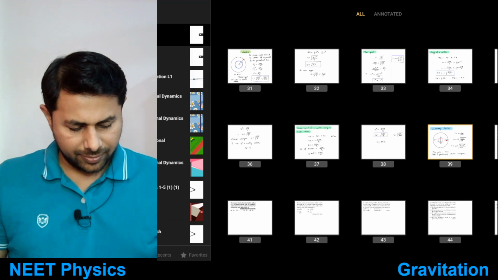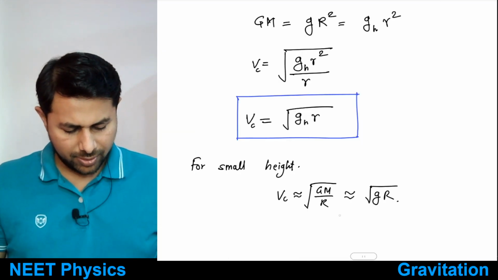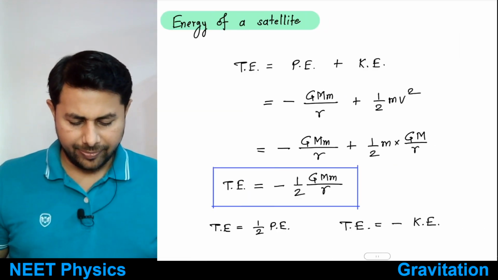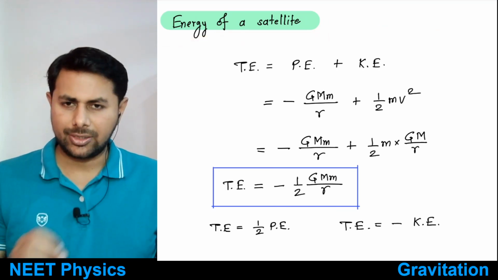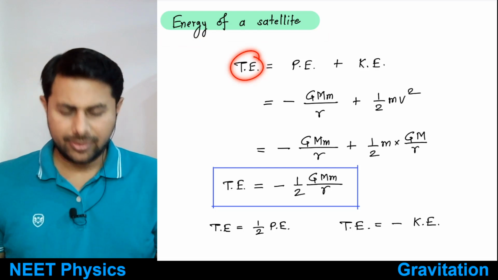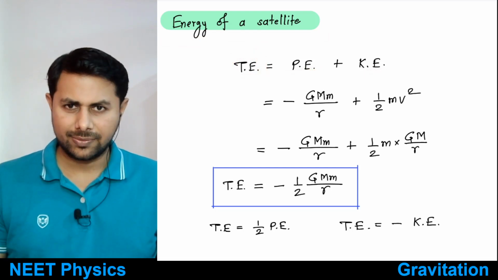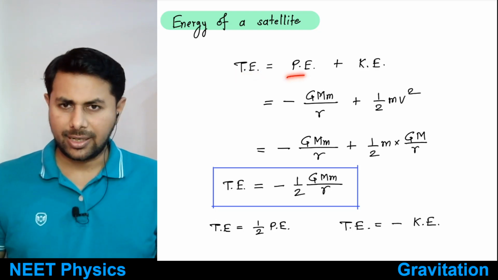So we have talked about the speed of a satellite and its time period. Now let's talk about the energy of a satellite. What is the energy of a satellite? Total energy is just the sum of potential energy and kinetic energy.